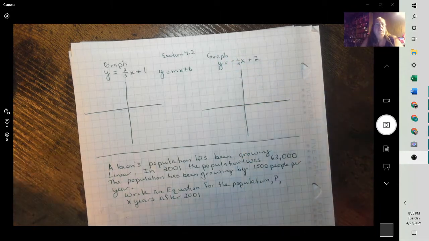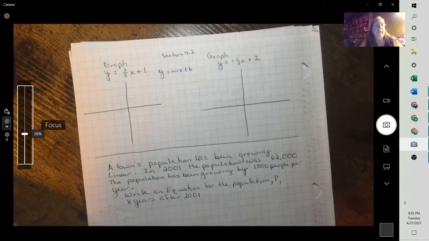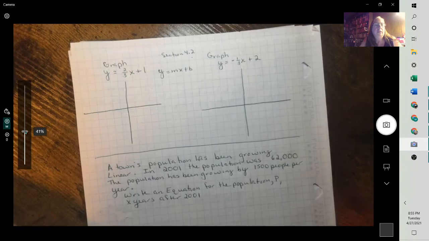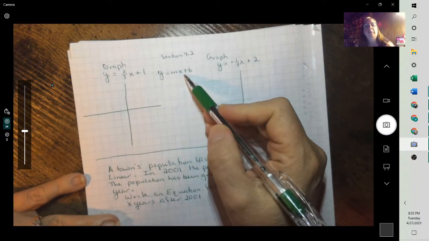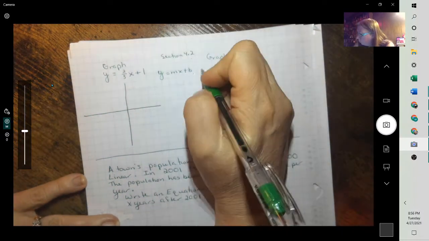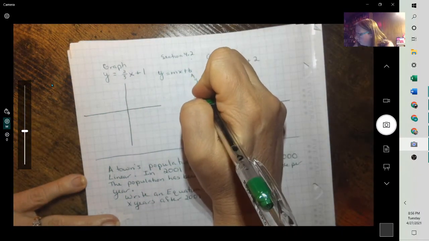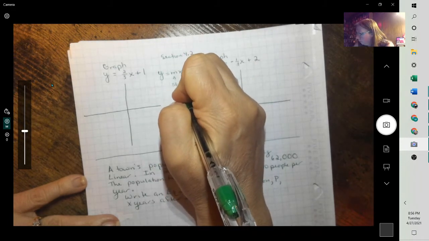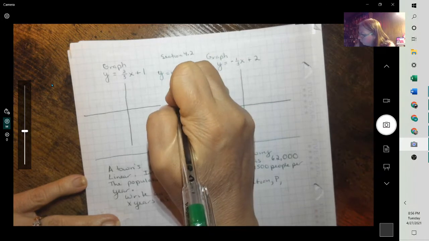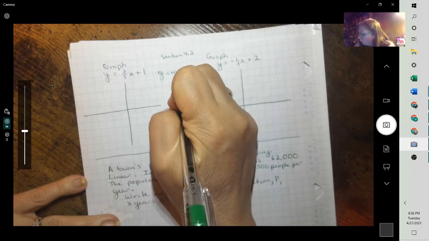In this section 4.2, it deals with graphing linear equations. When you are graphing a linear equation, it is y equals mx plus b. B is the y-intercept, and m is the slope. And a slope is rise over run.